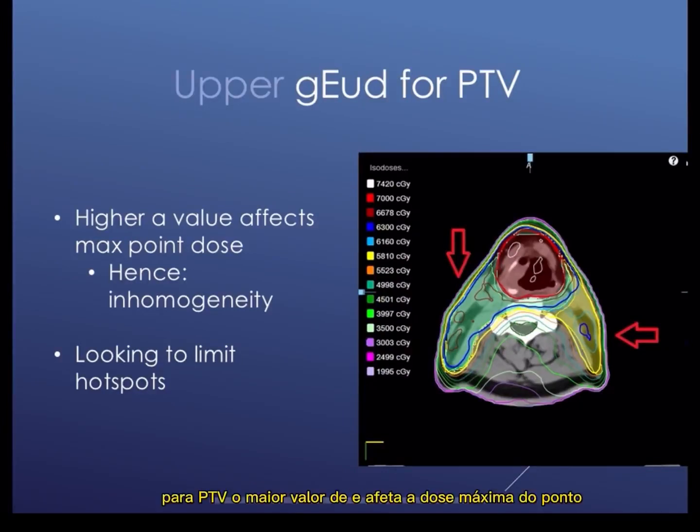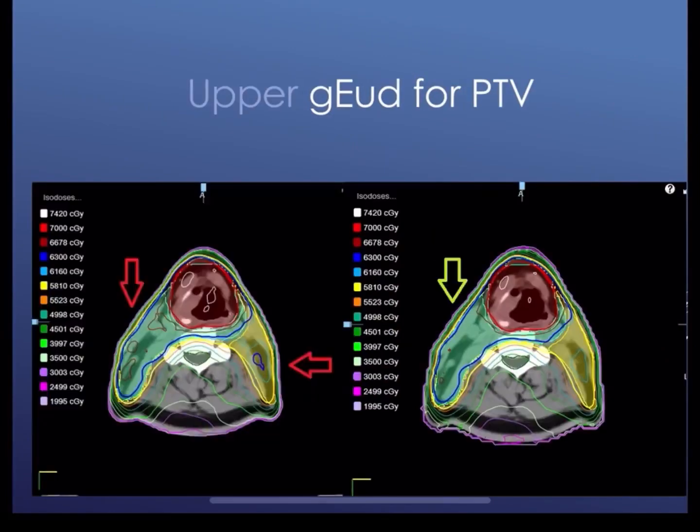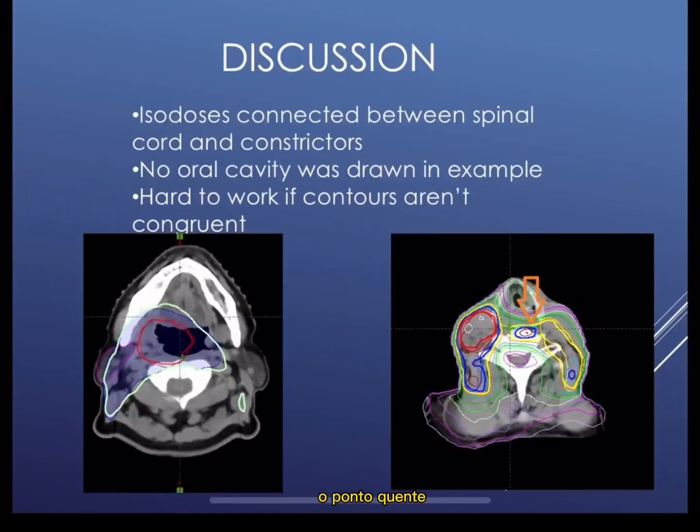As far as upper gEUDs for PTV, the higher a value affects the max point dose, hence inhomogeneity. So we're trying to look at how we can limit the hotspots. In this scenario, where the blue is 6,300 centigray, I wanted to limit the 105 and 106 hotspots. Same thing with the yellow, which went to 5810. So it can be accomplished when you're using upper gEUDs for target structures as well. You just have to make sure you have a nice balance when you're optimizing. The one on the left shows where it was originally, and the one on the right shows how the hotspots were minimized.